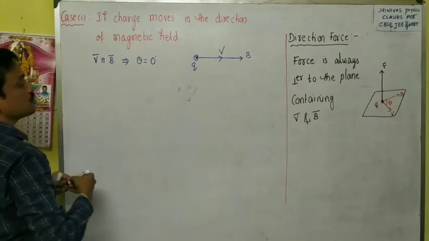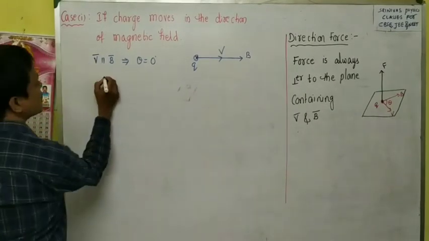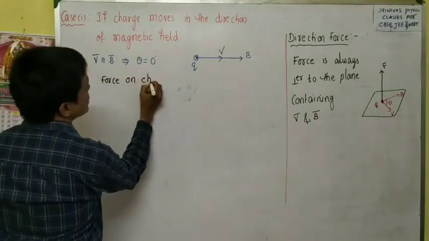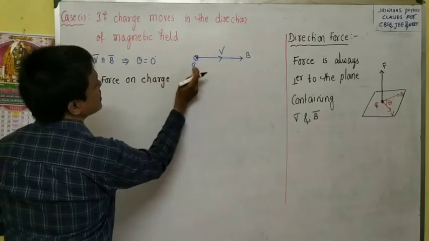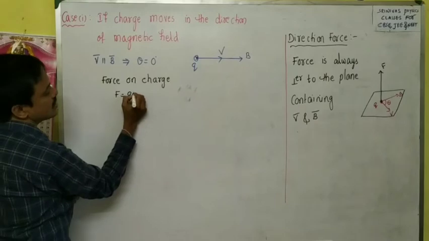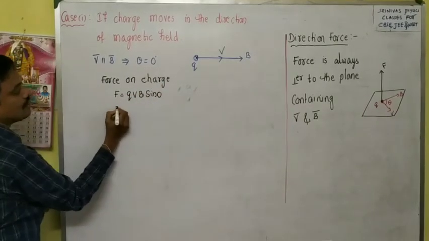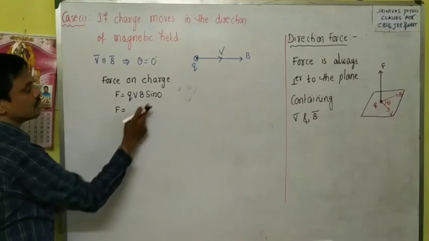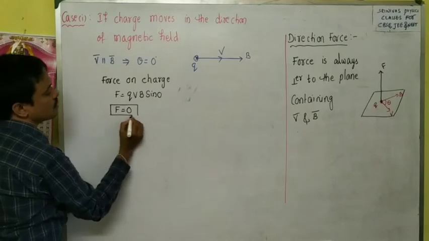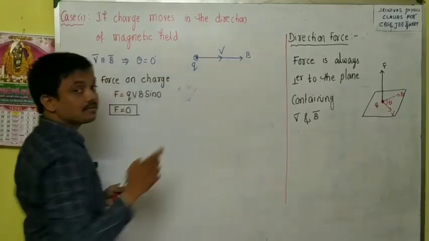Then we substitute this in the force equation. The force on a charge moving in the magnetic field is, the force formula is qvB sin theta, but theta is 0. Sin 0 value is 0, so this total term will become 0. No force. Force does not act on a charge which is moving in the direction of the magnetic field.